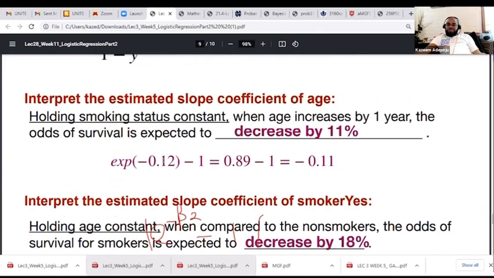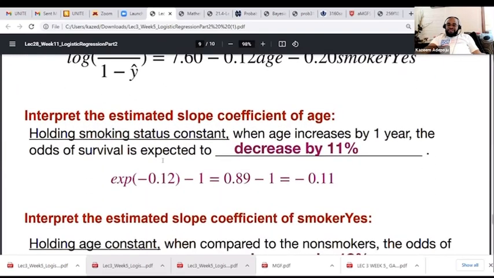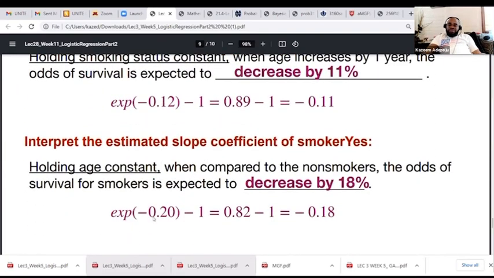You're going to go up. The slope for smoker is actually that. Look at that. Can you see that now? And that is what you see in the model right here. You're going to take the exponential of that, then subtract 1 from that. Whatever you get, you take the absolute value, then you multiply by 100. And that would be 18%. So that is how we come about that.